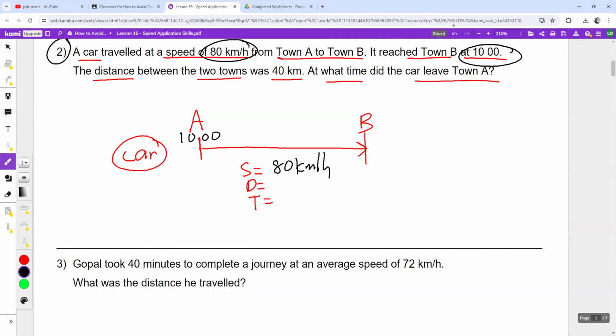It's a timeline also, right? It's not just a distance line, but it's also a timeline. And the distance between the two towns was 40 km. And what time did the car... It's not, I make a mistake.